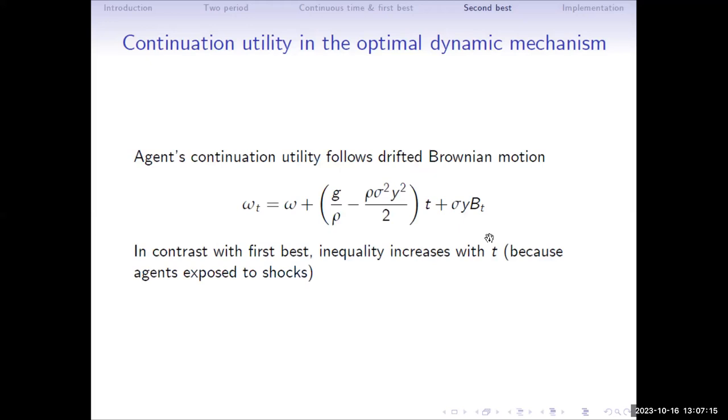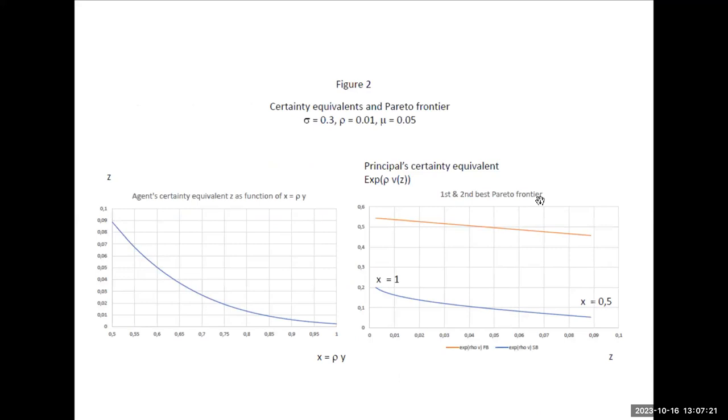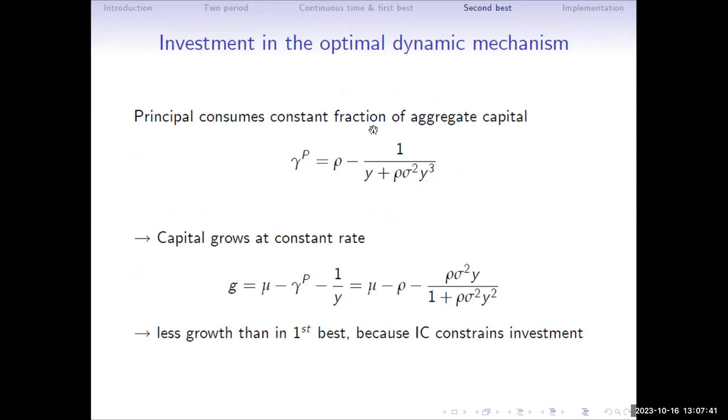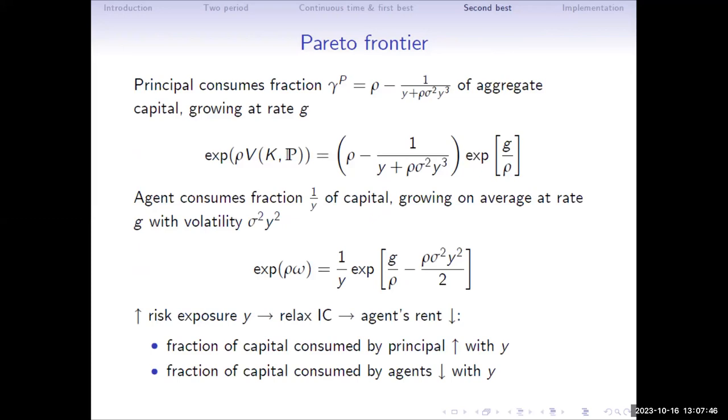All right, so now we have a Pareto frontier. We discussed that with Piero. We have an aggregate capital that is growing at rate G. And you remember, we know what G is. G is this. So we have an aggregate capital that grows at rate G. And we have a principal who consumes a fraction gamma P of this aggregate capital. And gamma P, we know what it is equal to. It is equal to rho minus 1 over something that depends on Y.